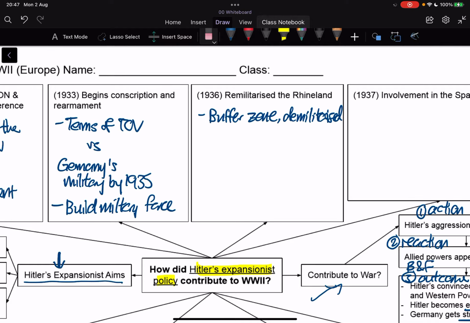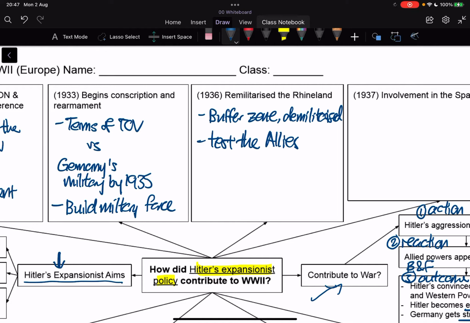This was supposed to be a security buffer for the French, who had been invaded so many times in the past by Germany. Now, what does Hitler do? Hitler starts to aggressively send his troops into the Rhineland as a way of testing the Allies. He wants to see, are they willing to stop him? Are they willing to hold him accountable to the Treaty of Versailles?